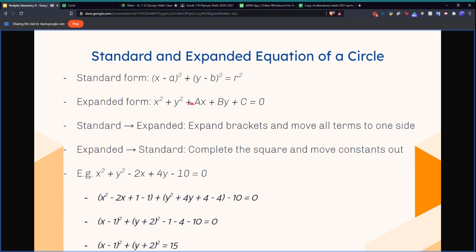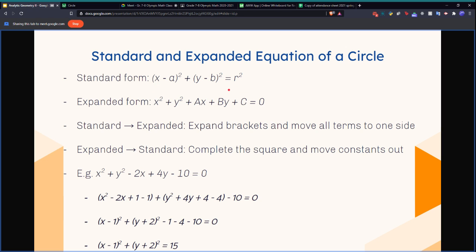Then after that, you have some plus ax plus by and then plus some constant c, and all that's equal to 0. So unlike standard form, we don't have brackets anymore, and we also have the constant term on the left side. So a, b, and c can be anything. These values don't really matter. That's expanded form, and this was standard form.